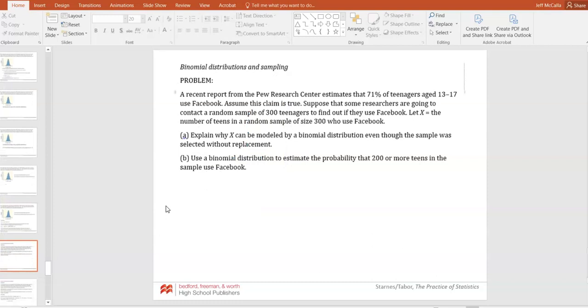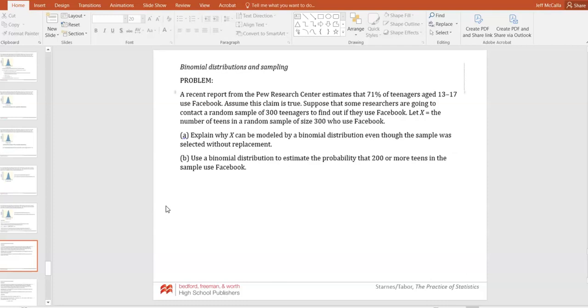Okay, a recent report from the Pew Research Center estimates that 71% of teenagers aged 13 through 17 use Facebook. Assume this claim is true. Suppose some researchers are going to contact a random sample of 300 teenagers to find out if they use Facebook. Let x equal the number of teens in the random sample of size 300 who use Facebook. Explain why x can be modeled by a binomial distribution even though the sample was selected without replacement.